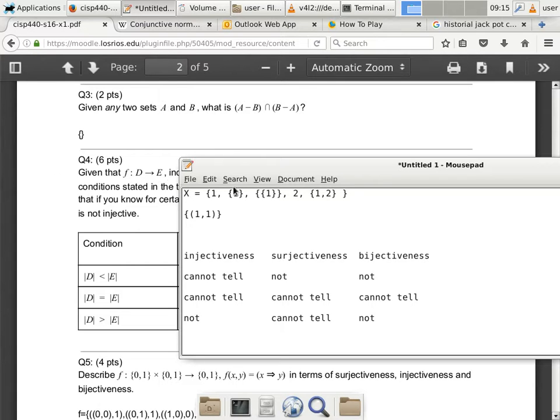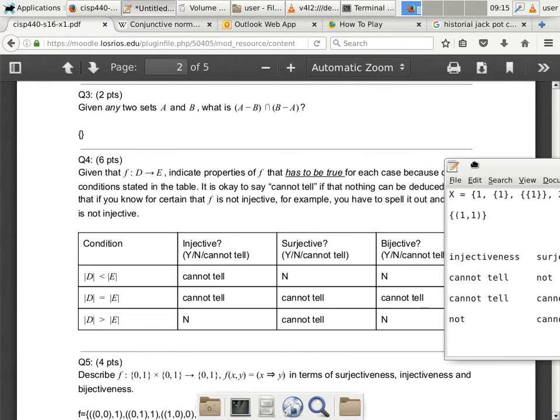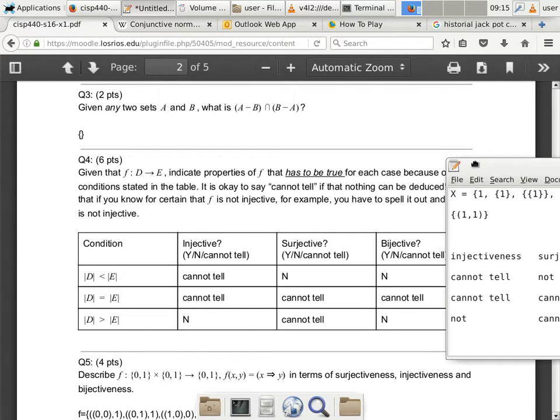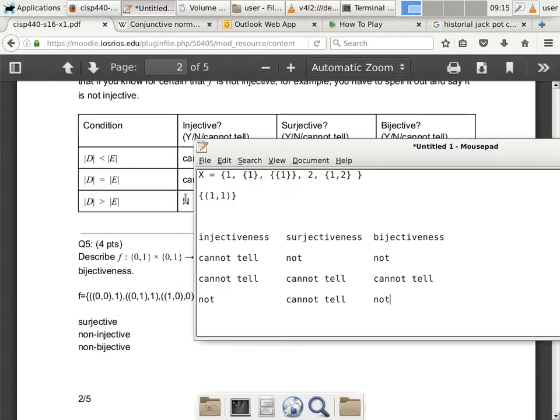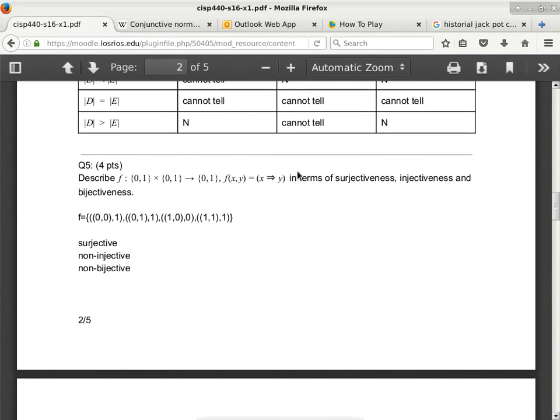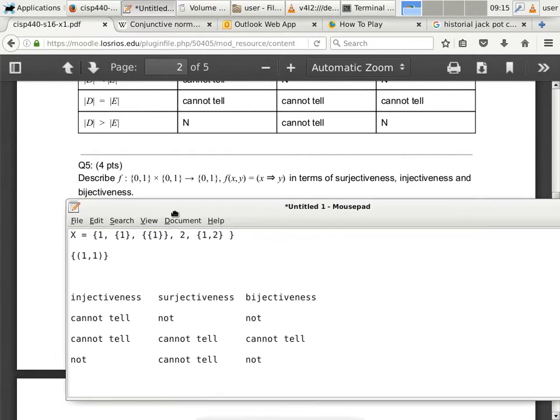All right, so let's check the answers here. Yep, so that's exactly what we just talked about. Okay, moving on to question number 5.